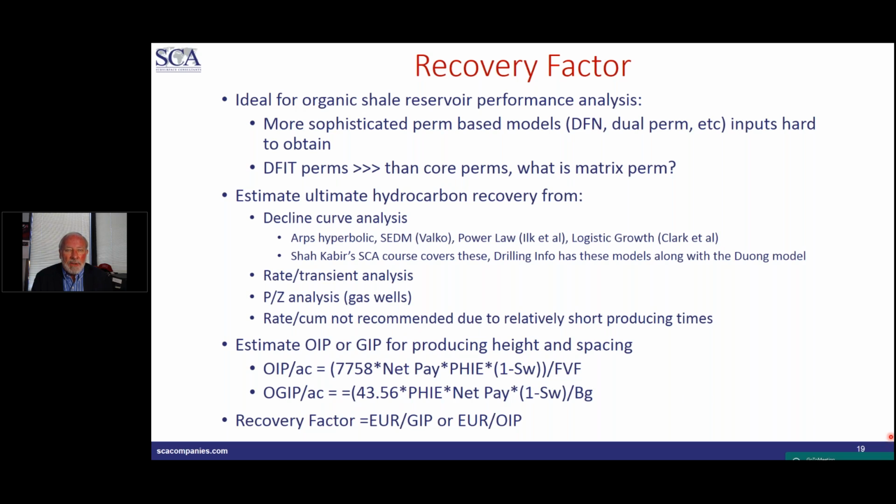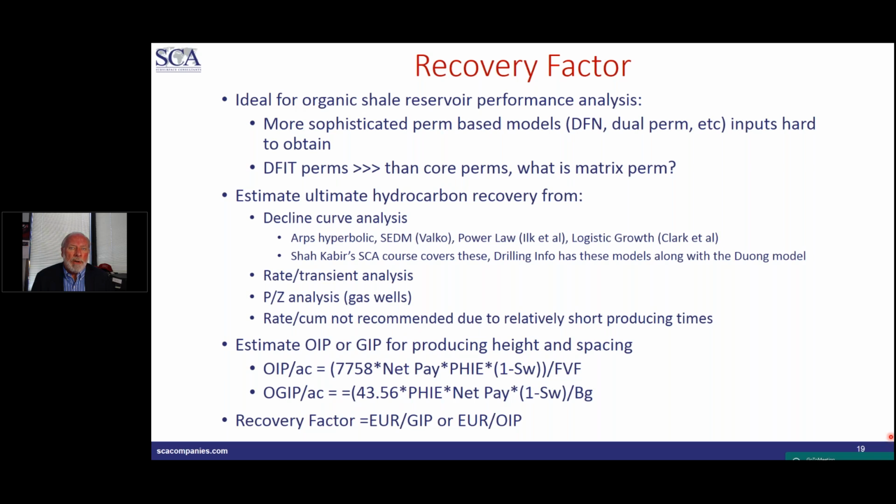We like recovery factor over some of the other methods. The discrete fracture network, the dual permeability, modeling with permeability, and if you have microseismic and all that information, you can probably make it work a lot better. But trying to use a permeability-based model for performance in organic shales, there's a lot of issues. You probably can do it, but if you can get around it, which I think we are with this, I would recommend that as another option.